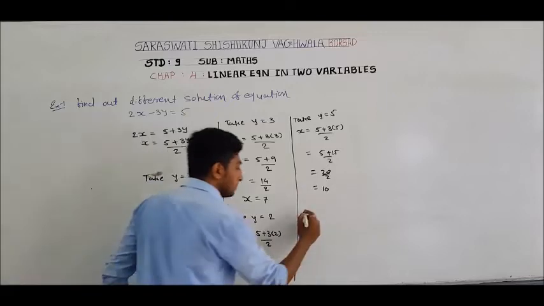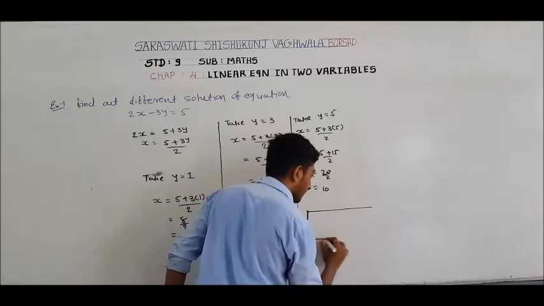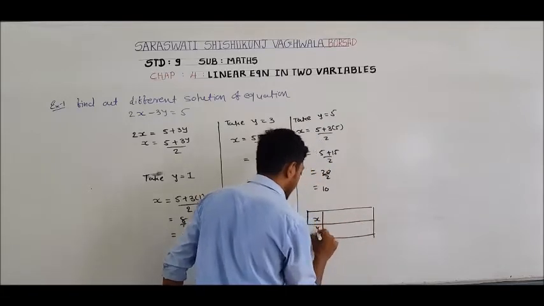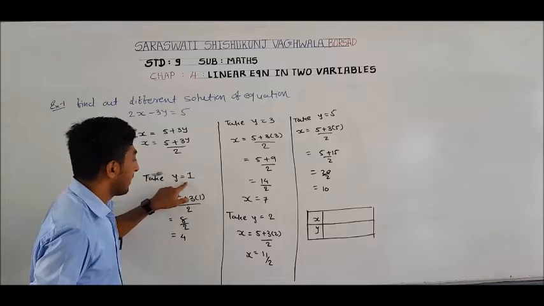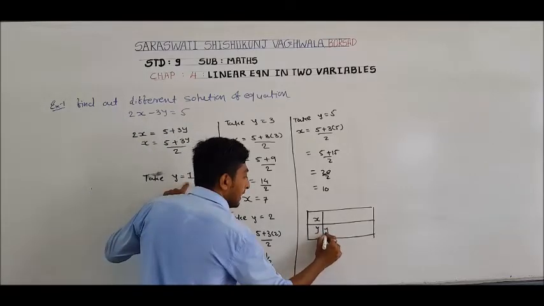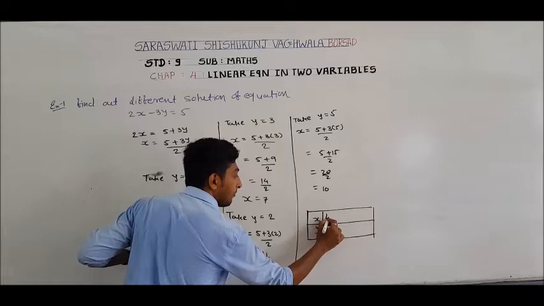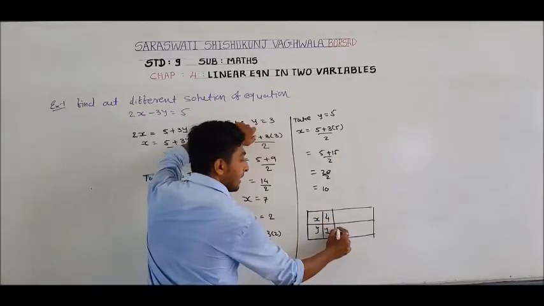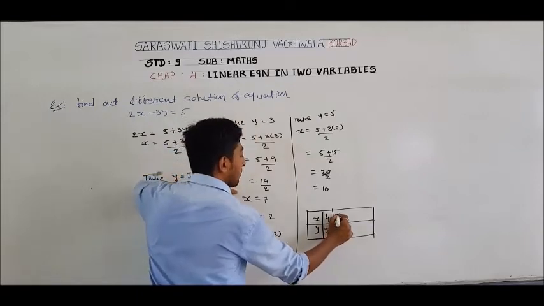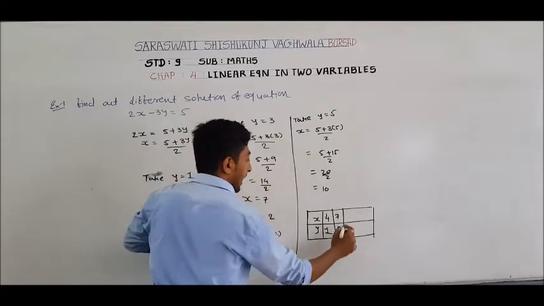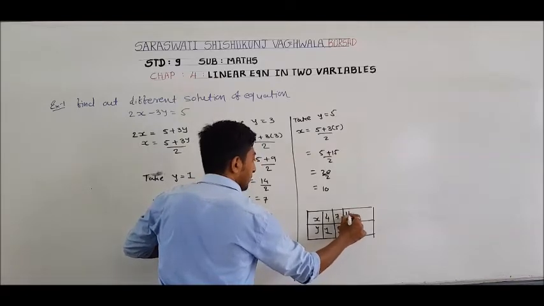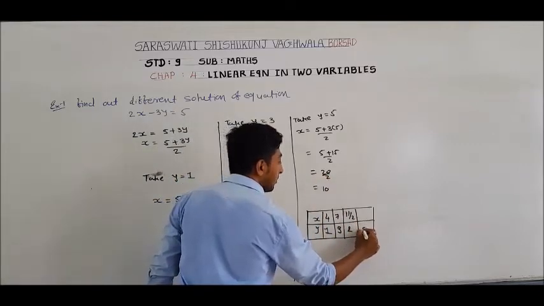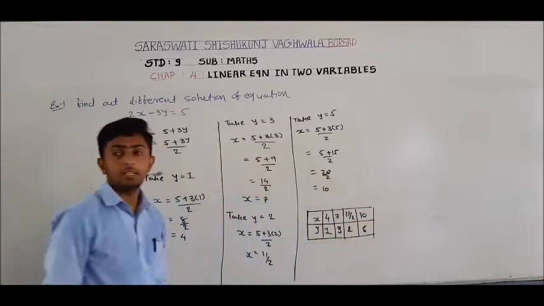In the last step, you have to make a table of x and y. See, first we take the value of y equal to 1. Then I get the value of x as 4. Second, I take y equal to 3. You will get x equal to 7. Third, I take y equal to 2. I will get x equal to 11 by 2. In the last, y equal to 5. I get x equal to 10.